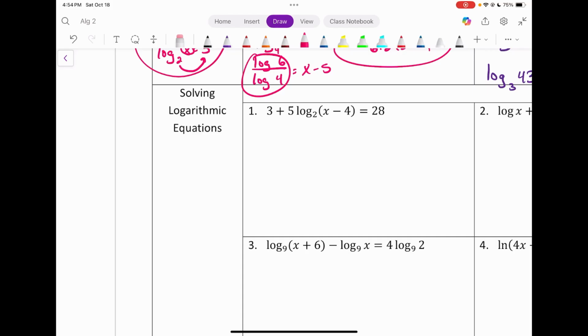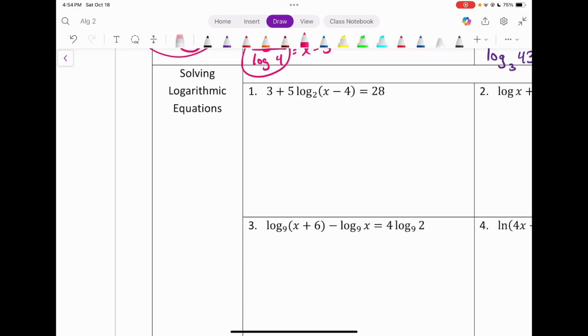To remember when solving logarithmic equations. First off, let's remind you of the rules of logs. To add, you actually multiply. Log 3 plus log of 4 would be log of 12.